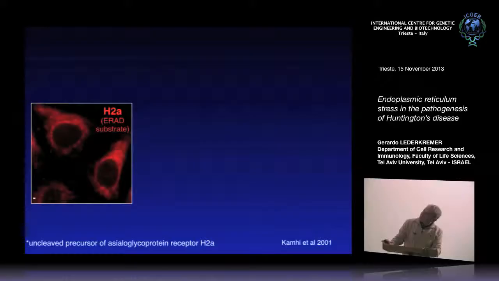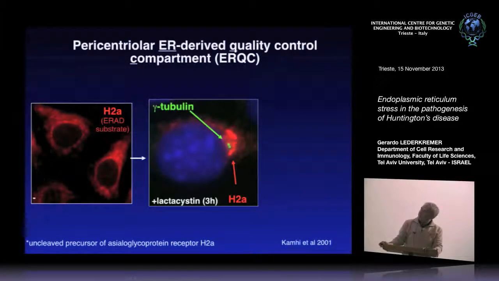What we had seen is that when we looked at proteins that are degraded through ERAD, normally you see them in an ER pattern. You have the nucleus here, and the protein distributed in the ER. This would be de novo made protein, and then soon after that it's degraded by ERAD. If the protein accumulates, for example if we inhibit the proteasomal degradation with lactacystin, a proteasomal inhibitor, it doesn't stay distributed in the ER, but it accumulates in the region around the centrosomes, as I said.